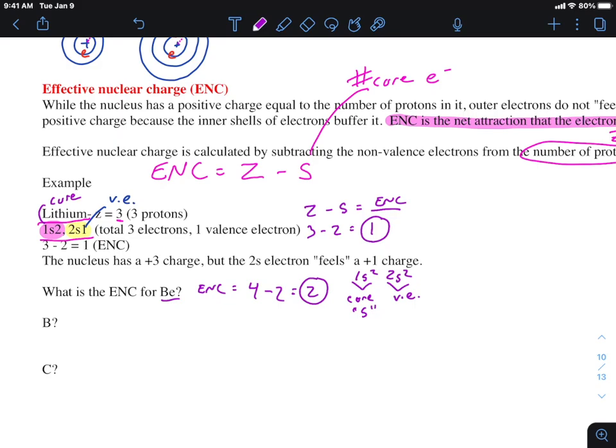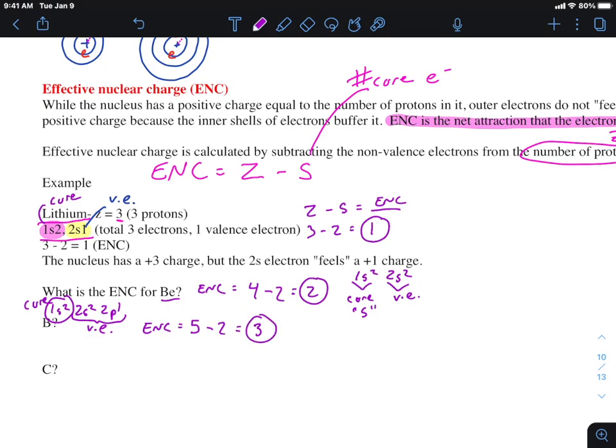All right, let's do it for boron. Boron is 1s2, 2s2, 2p1. Those are my valence electrons, and these, again, are my core. Boron has 5 protons. How many core electrons does boron have? 2. 2 again. So the effective nuclear charge is 3.